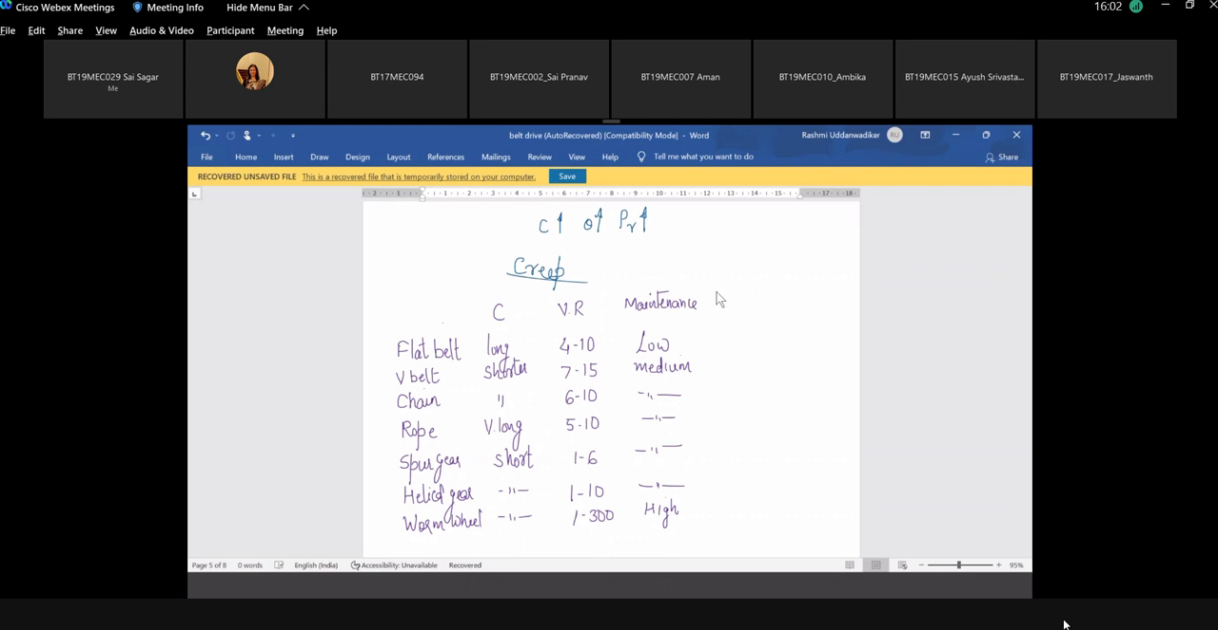Peripheral velocity or the speed in meter per second. This is normally in the range of 5 to 30 meter per second. V-belt in the same range. Chain drive around 20 to 25 meter per second. This rope drive again around this range. Spur gear can go up to 35 to 40 meter per second. Around 35 meter per second.